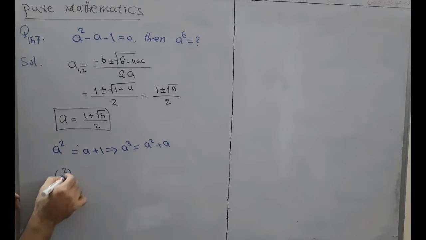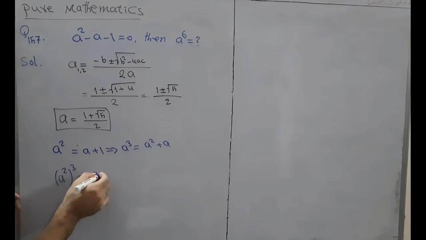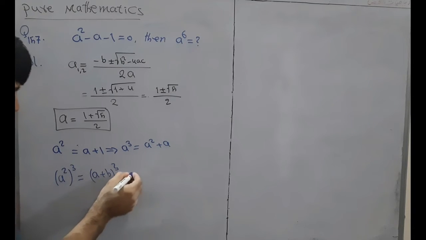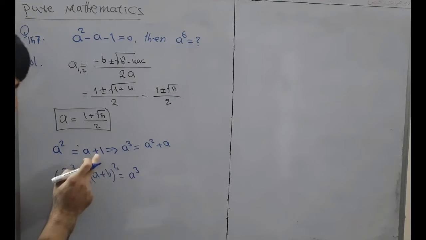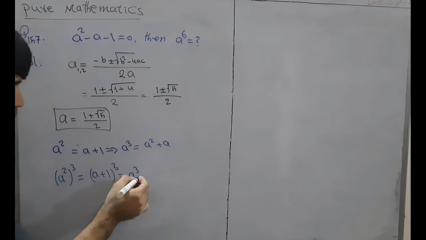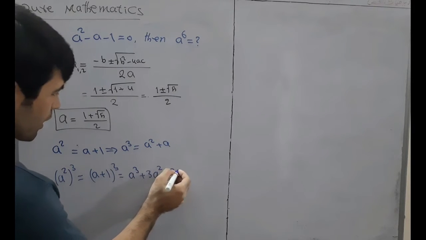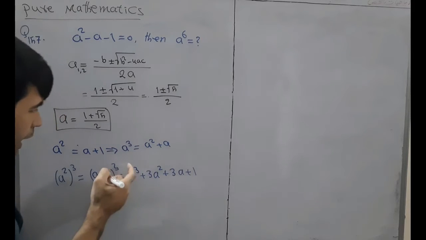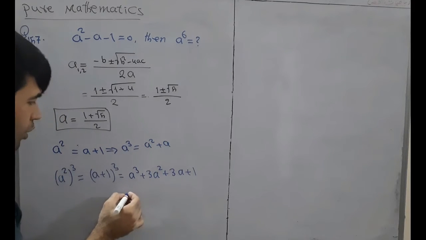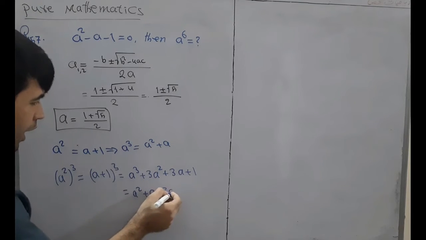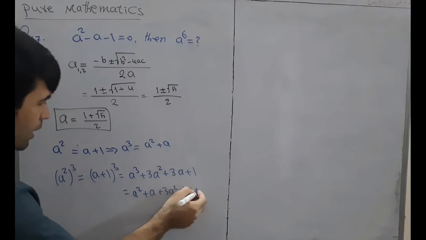Now we raise both sides to the power 3. a to the power 2 whole to the power 3 is equal to a plus 1 whole to the power 3. We use the formula and we get a cube plus 1 plus 3a square plus 3a. Here, instead of a cube, we can write a square plus a, plus 3a square plus 3a plus 1.